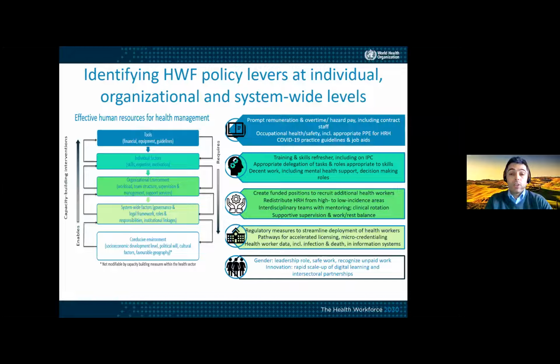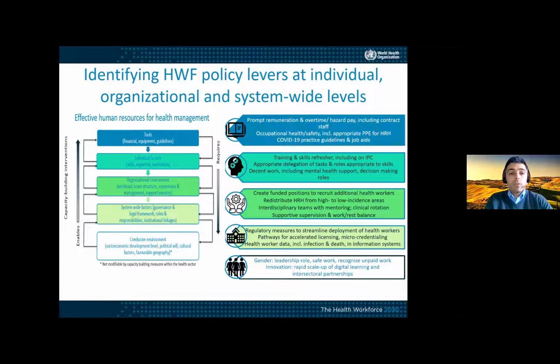For example, in the current context, this includes regulatory measures to streamline deployment of health workers or to enable temporary or partial licensure to carry out additional tasks beyond the ones that they normally perform, and also includes broader actions relating to health workforce information systems, such as tracking health worker infections. Not to forget, of course, the broader conducive environment, which is maybe slightly outside the healthcare sector per se, but that is equally important in determining the success of uptake and implementation of reform actions within the health sector.